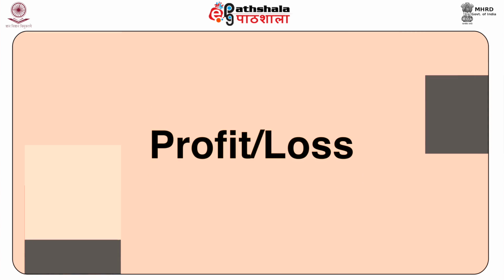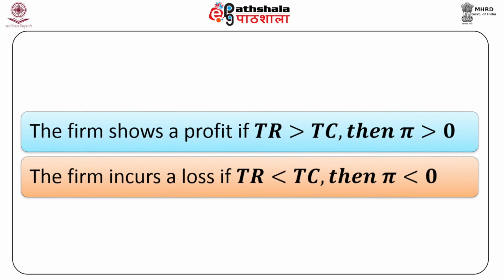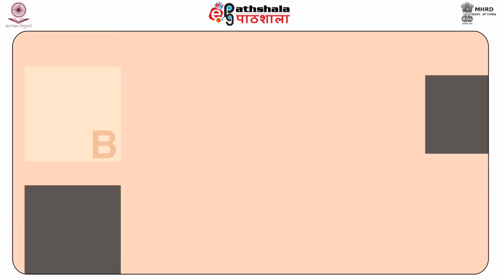Profit or loss. Profit means the positive difference between the total revenue and the total cost of a firm, and loss means the vice versa. Profit or loss thus is equal to pi, which is equal to TR minus TC. The firm shows a profit if TR is greater than TC, because then pi will be greater than 0, and the firm incurs a loss if TR is less than TC, because then pi will be less than 0.